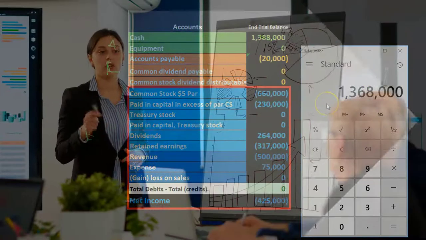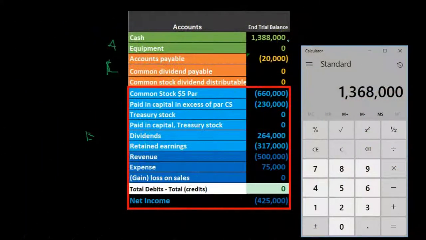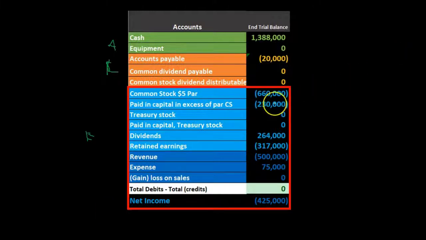That gives us the $1,368,000. That's basically the worth of the business, the book value of the business, or it's the cash, in this case, the assets minus the liabilities. So that $1,368,000 could also be the cash, $1,388,000, minus the liabilities, $20,000, cash being the only asset. $1,368,000. So notice that in total, this just represents what is owed to the owner.